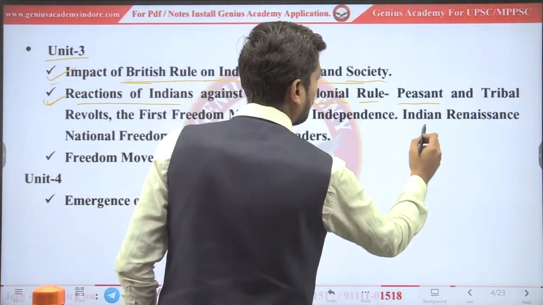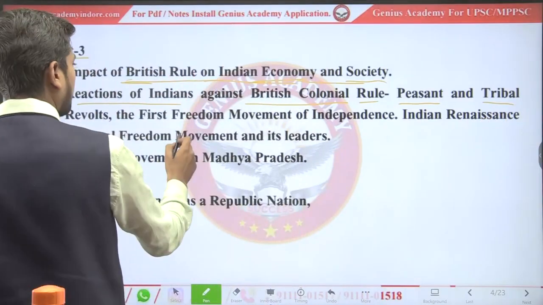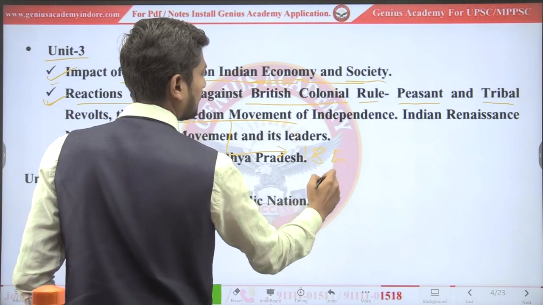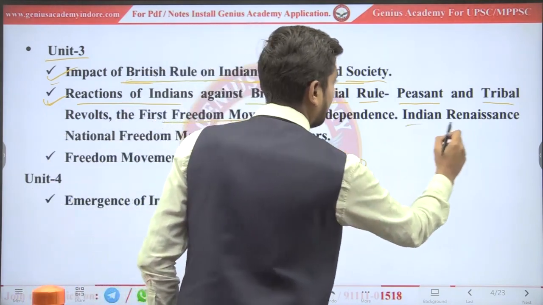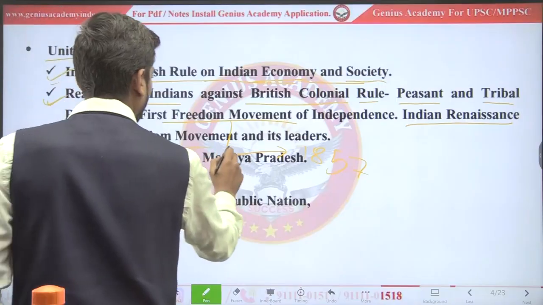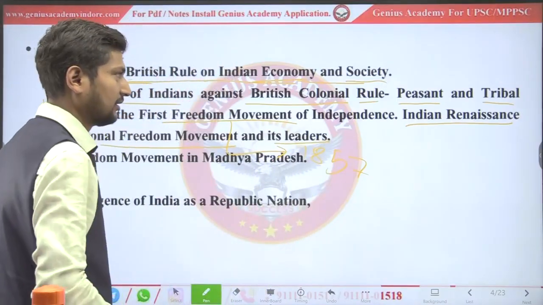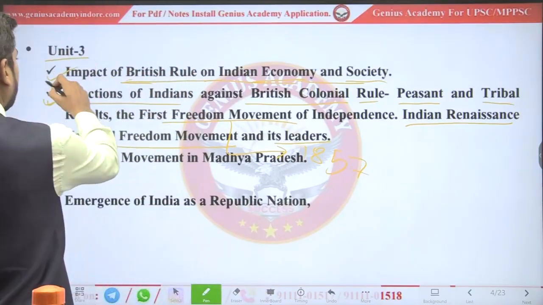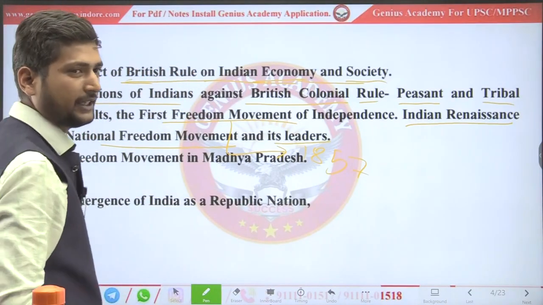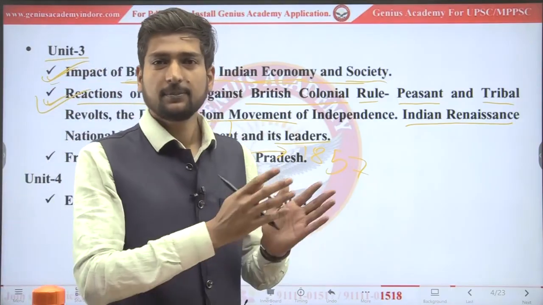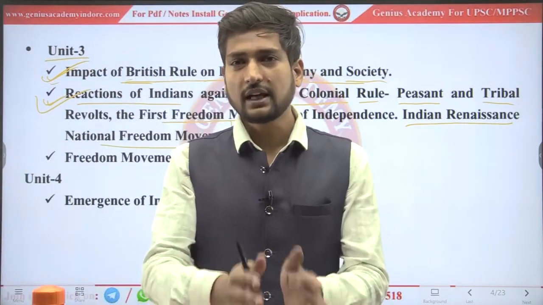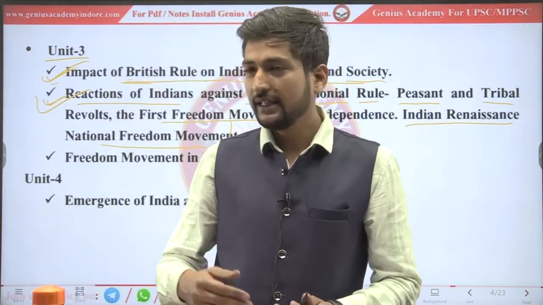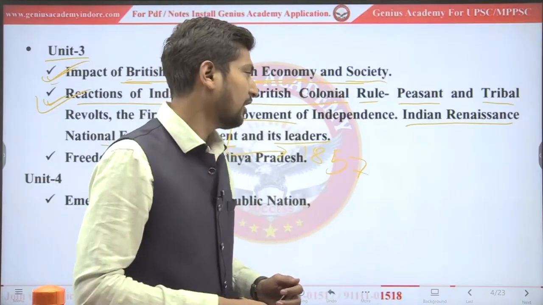So, peasant revolts, tribal revolts, and the first freedom movement of 1857, Indian Renaissance, national freedom movements and their leaders. So this is the action and this is the reaction from India. So we have to see the farmers' revolt, tribal revolts and our political revolts after the formation of the Indian National Congress by A.O. Hume.